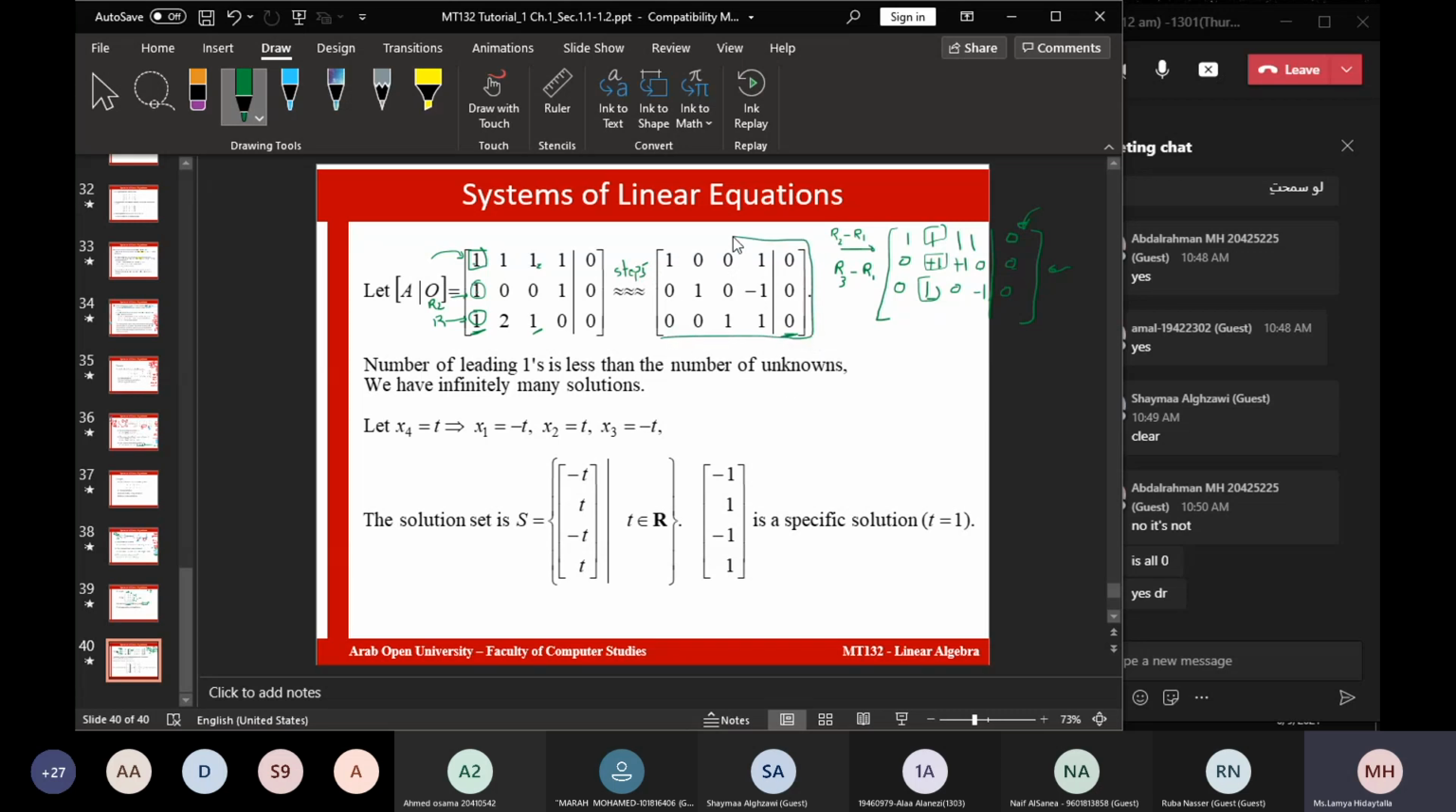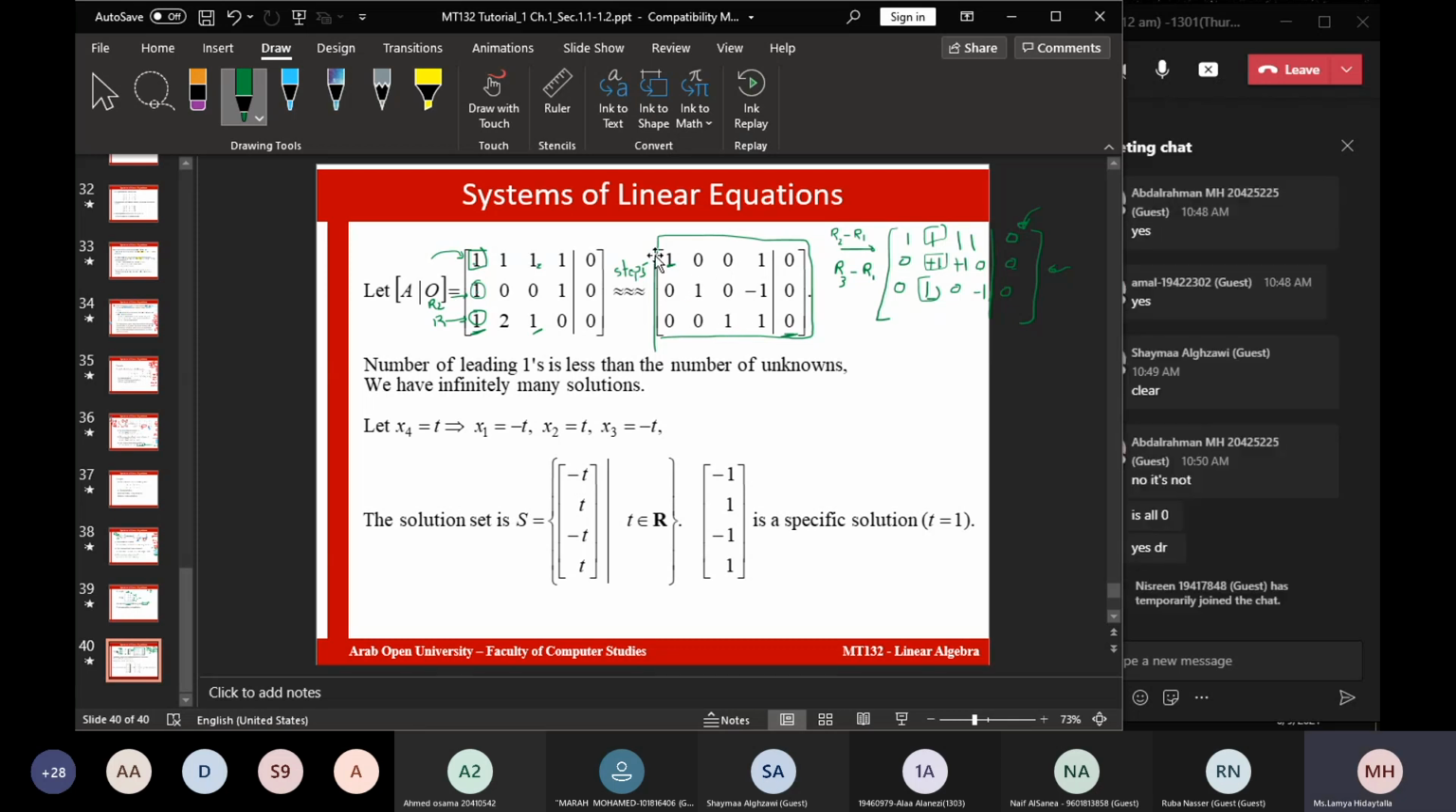Is this in the echelon form or not? Check it. 1, others are zeros, correct? This is the leading one and the others are zeros. Now we move here. This is 1 and these are zeros. Then we move. This is a leading one and every leading one is to the right of the other. So yes, this is in the reduced echelon form. Now we want to solve.